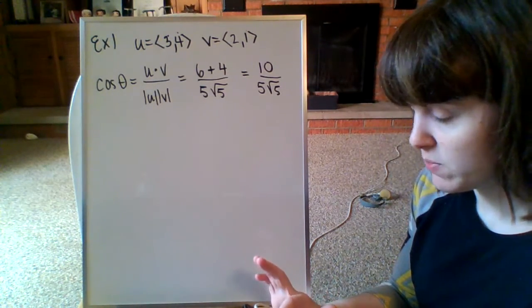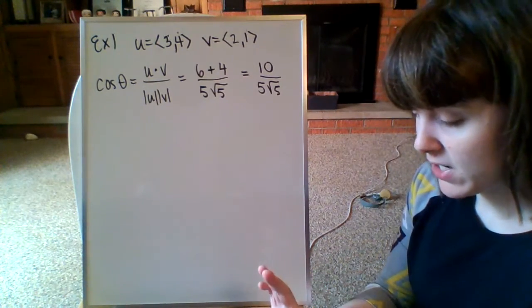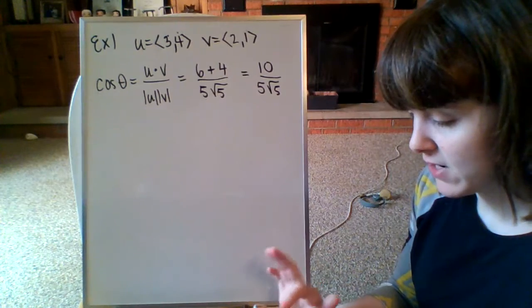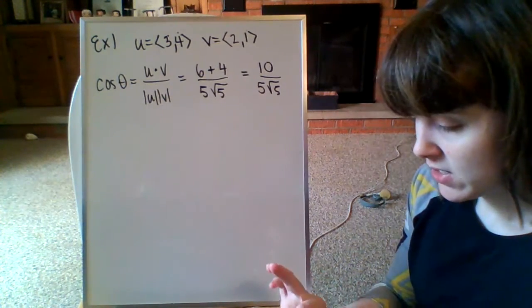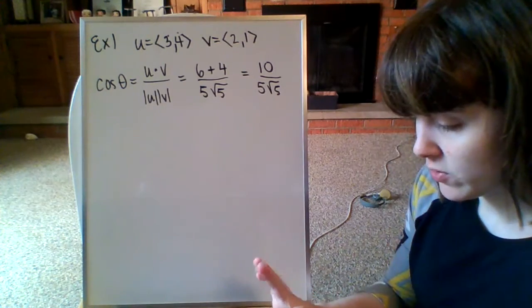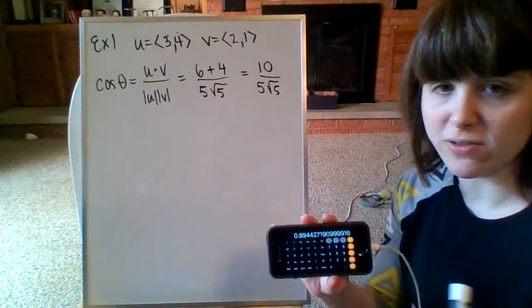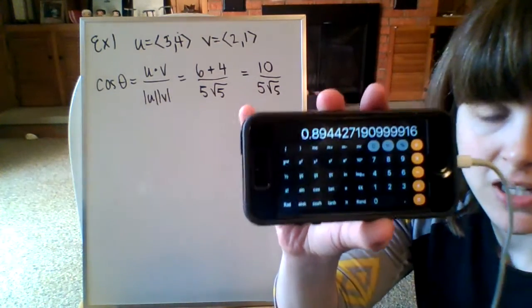My calculator is being a jerk. Sometimes that happens. 10 divided by, parentheses, 5 times the square root of 5. Close up the parentheses, equals. Okay, after all my technical difficulties, this is what I got here.